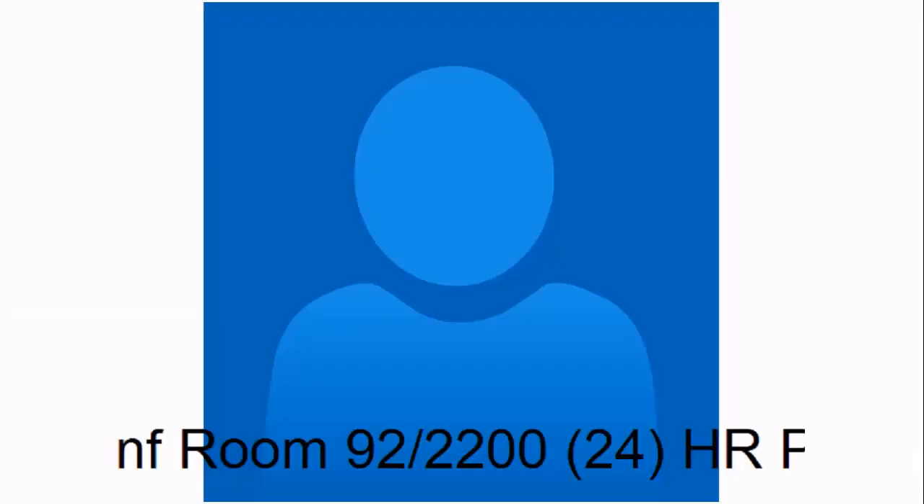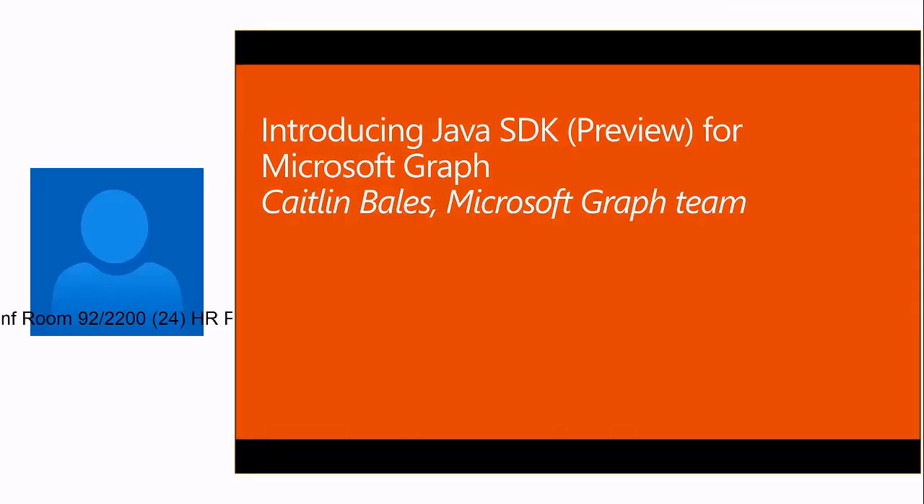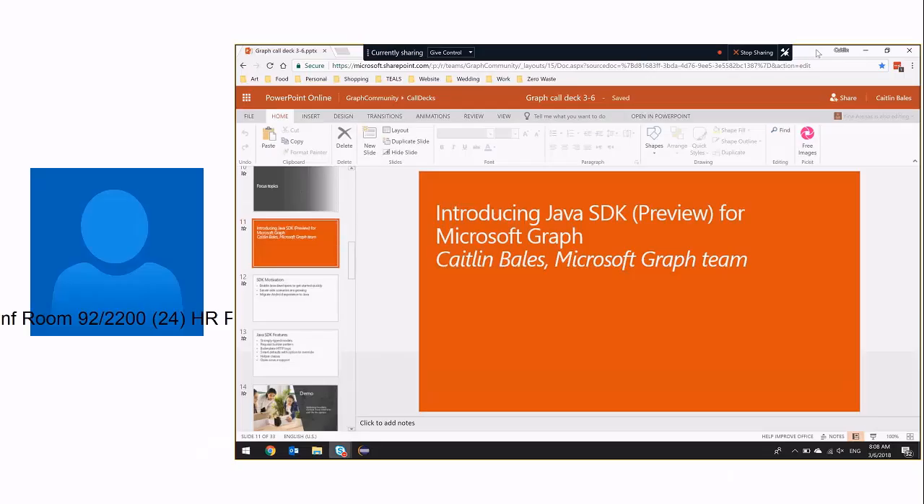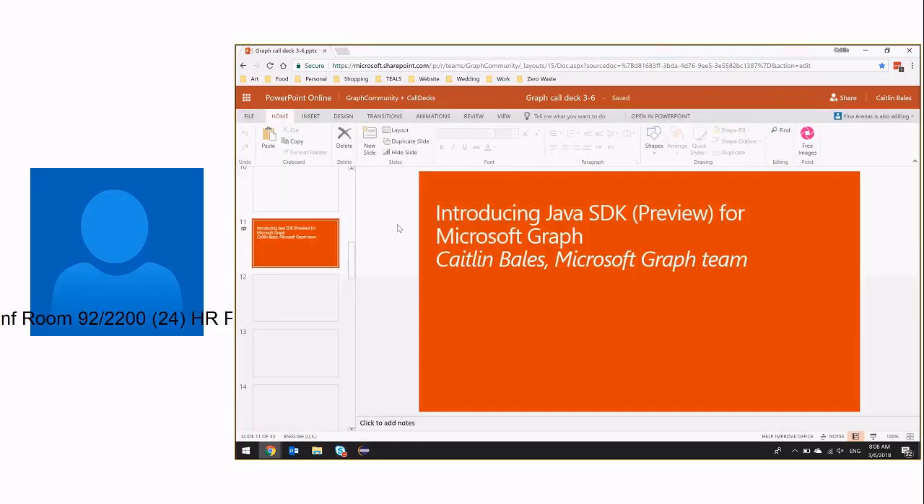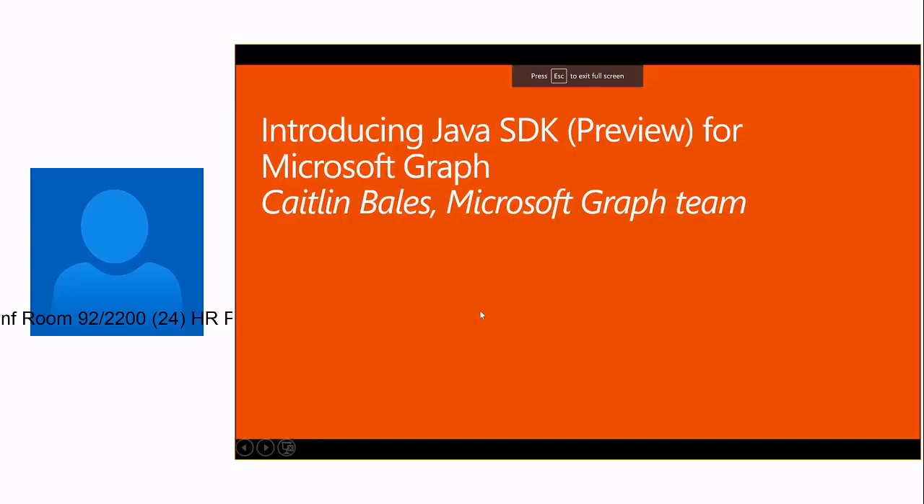All right, thank you. Yeah, so last week was really exciting for us. We were really excited to release our Java SDK out into the world. There were a lot of people asking for it. And so now it's available and we get to talk about it. So I'm Caitlin Bales. I'm an engineer on the Microsoft Graph tooling team. And we're going to talk a little bit about what the Java SDK does and then jump into a demo about some of the features that we have in the SDK.